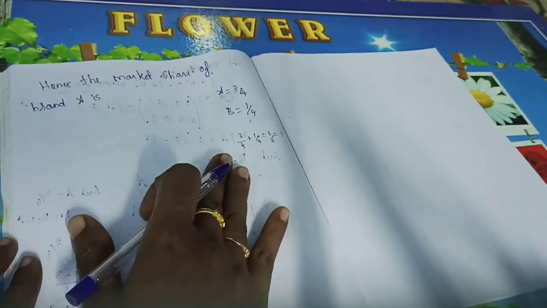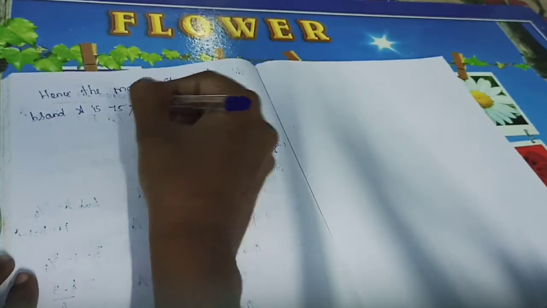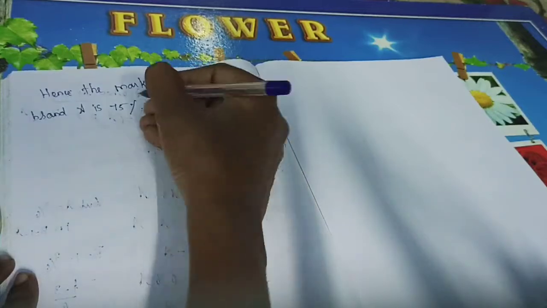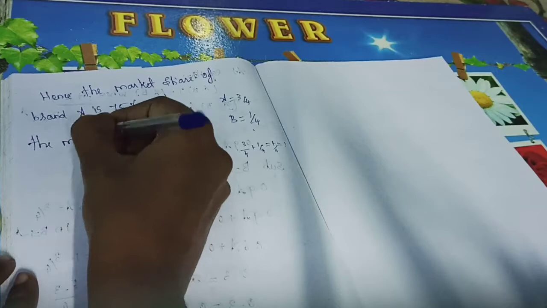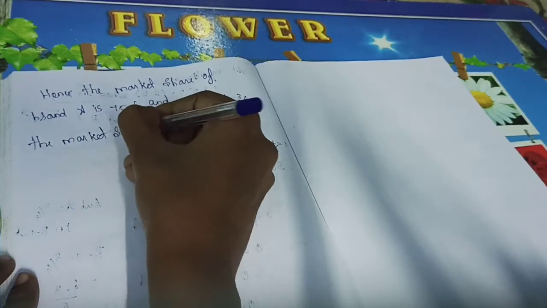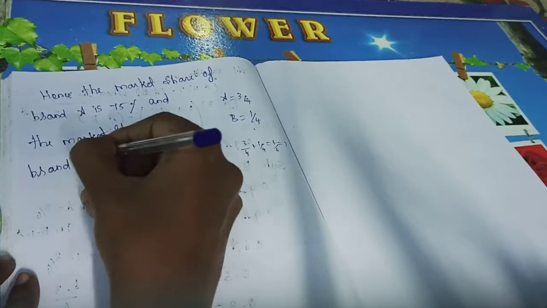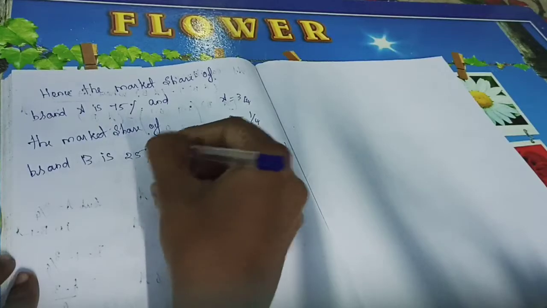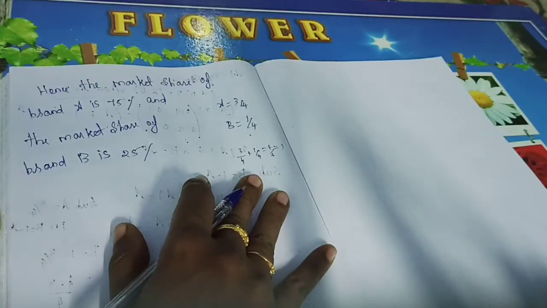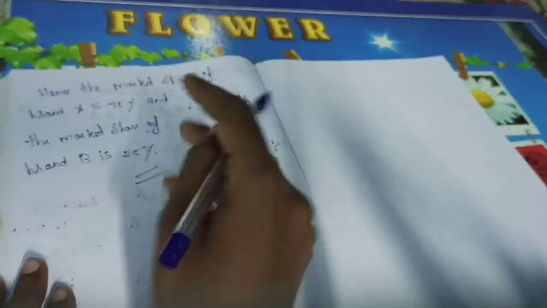But you need to write the market share in percentage. Is it right? So 3 by 4 means how much percentage? 75 percent. So the rest is B. Is it right? And the market share of brand B is how much percentage? 1 by 4 means 25 percent. Yes, totally there will be 100 percent. So 75 percent is for brand A, and 25 percent for brand B. Understand all these things.